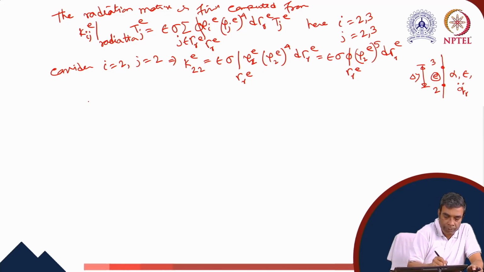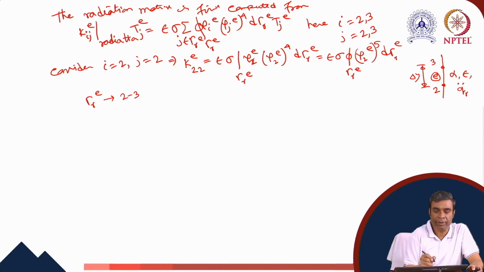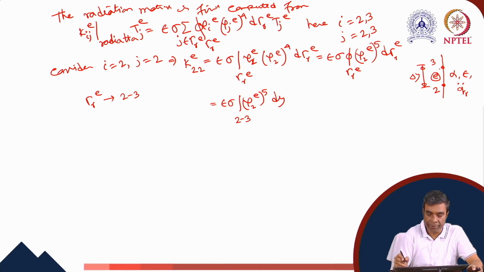Now this gamma RE represents the edge 2, 3. So this is along a path or a line. So we can simplify it as epsilon sigma integral along path 2, 3 psi 2E to the power 5 into dy. So dy is the height of the element. Now we perform this integration in the natural coordinate system.